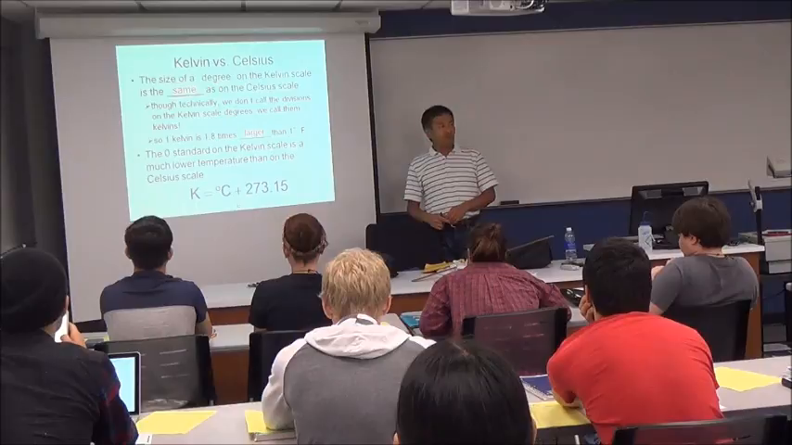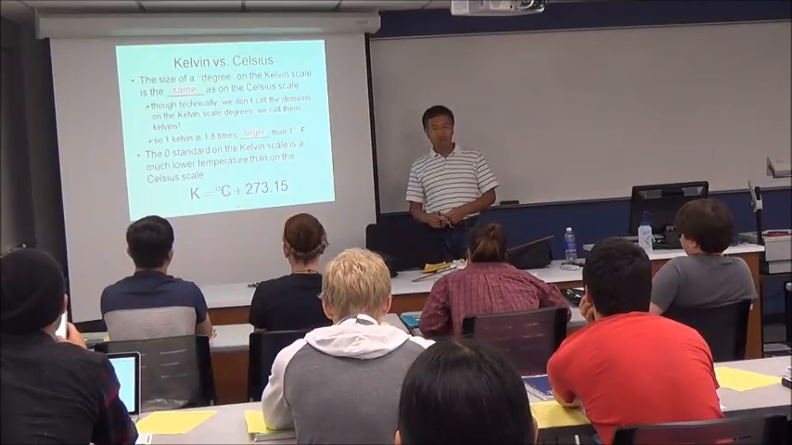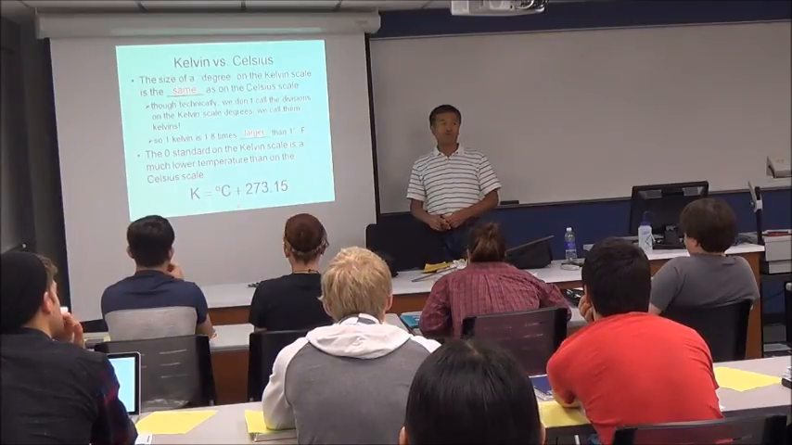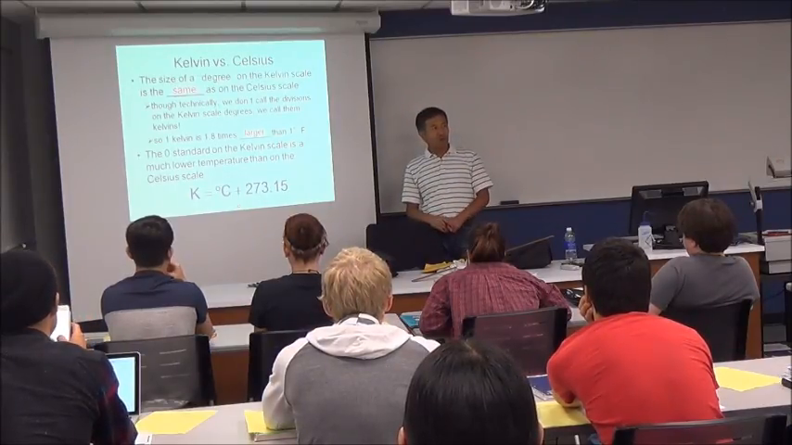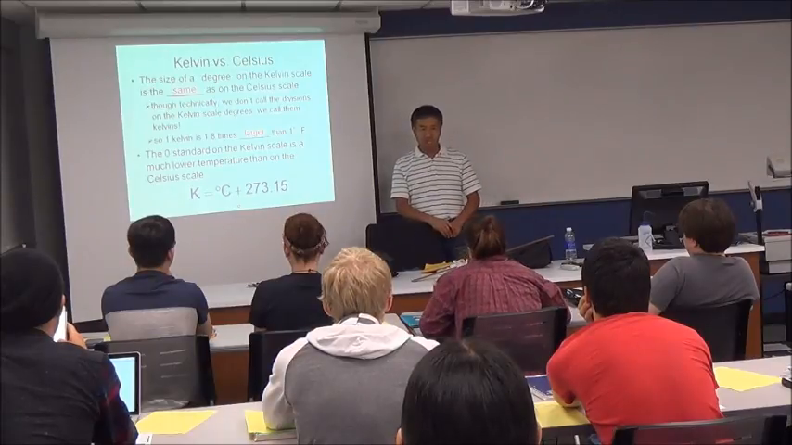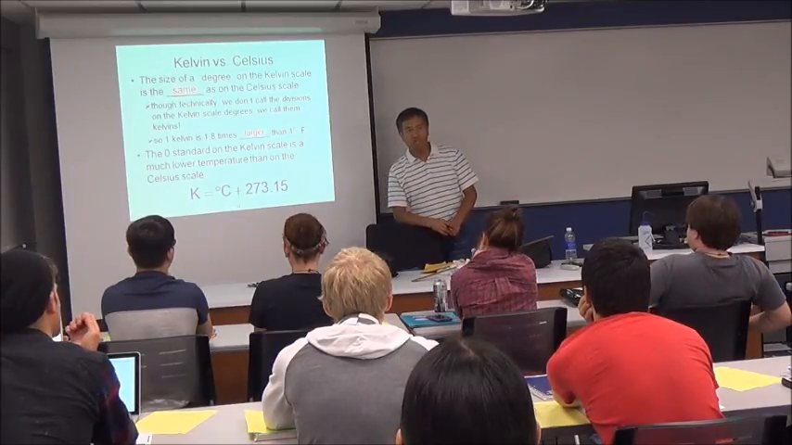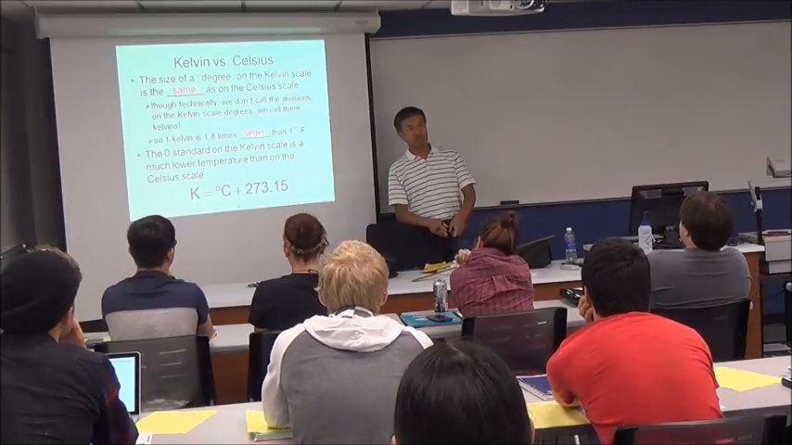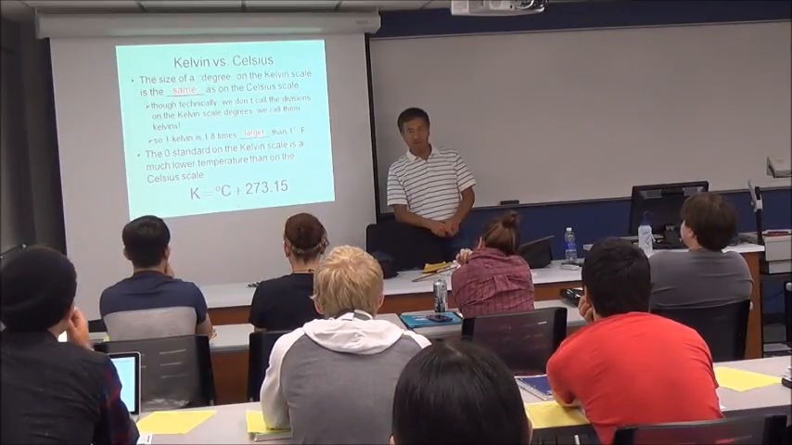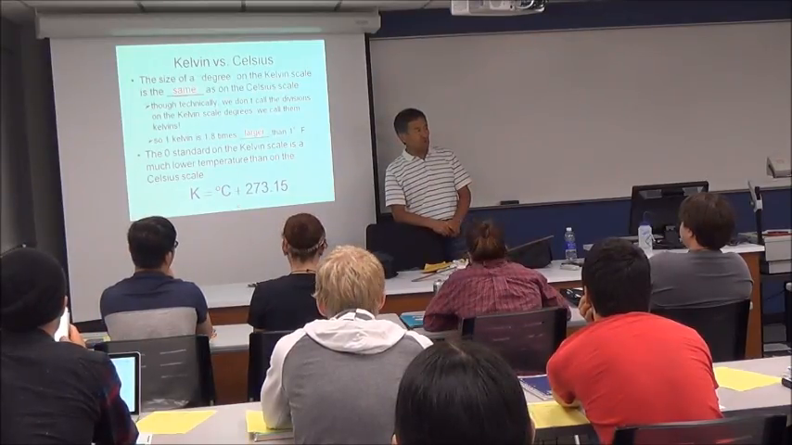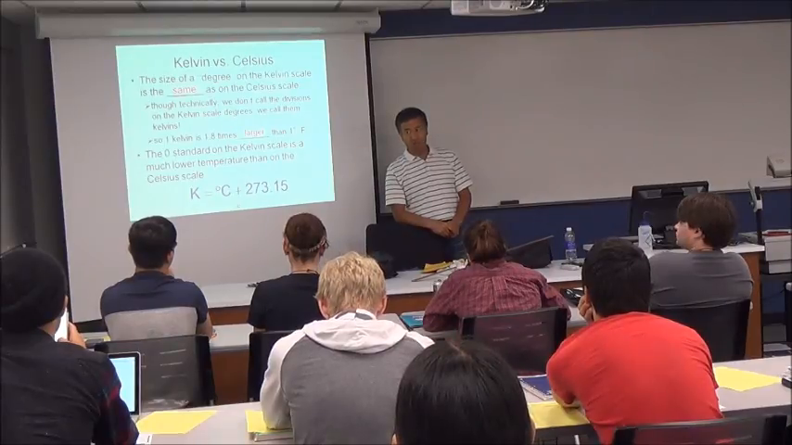Now, how many steps do you have when you measure from water freeze to water boil with the Kelvin? Why is it 100? It's the same step. You're starting from when water freezes on the Kelvin. What is the temperature when water freezes? 273. So that's your starting point. What is the temperature in Kelvin when water boils? 373.